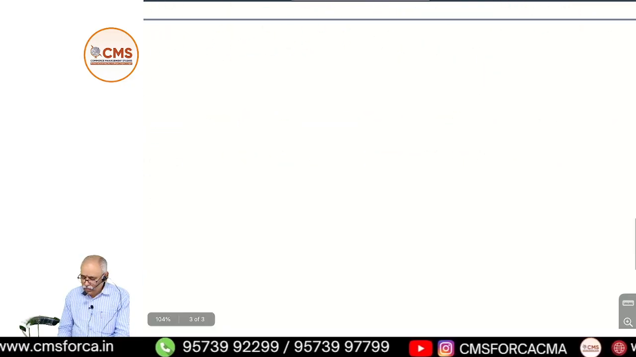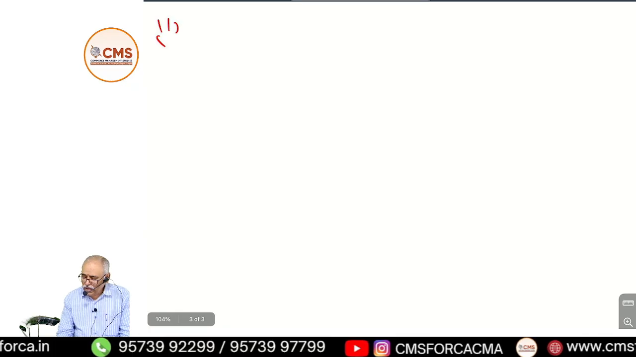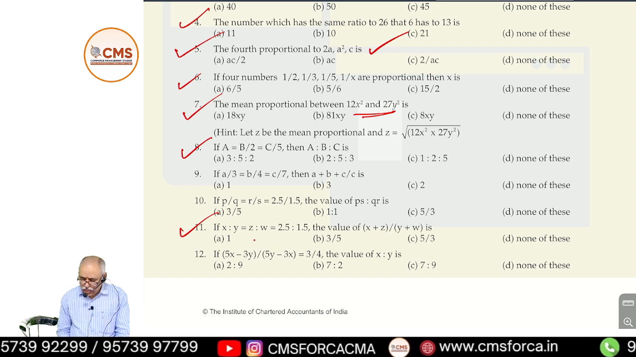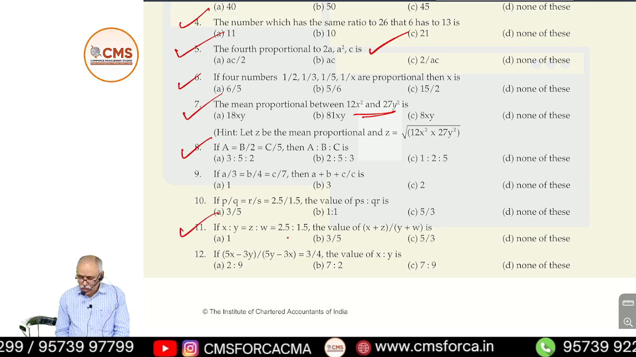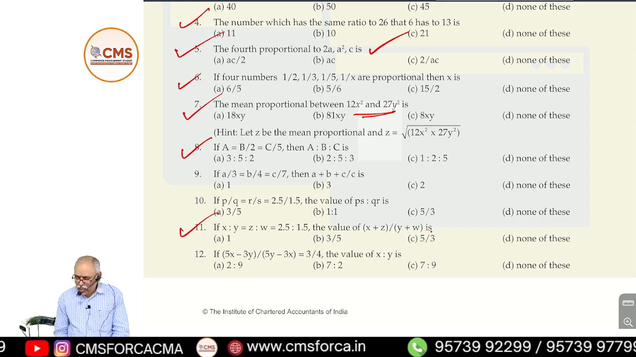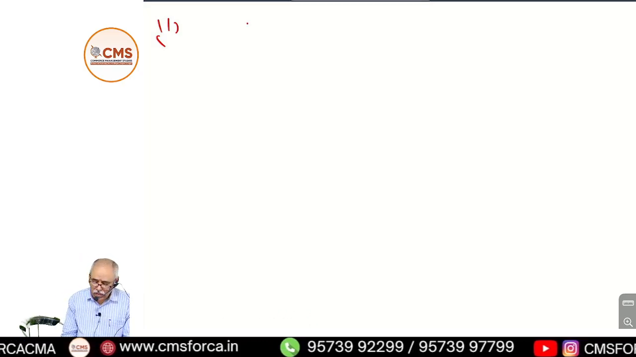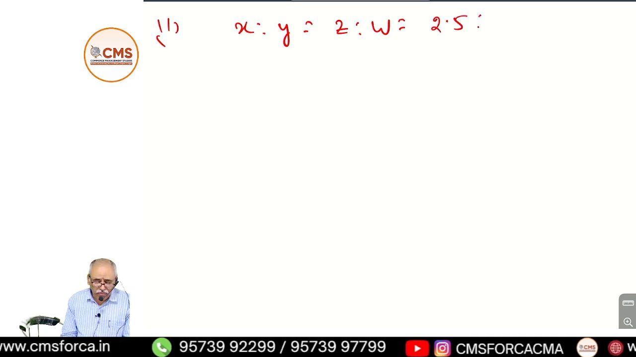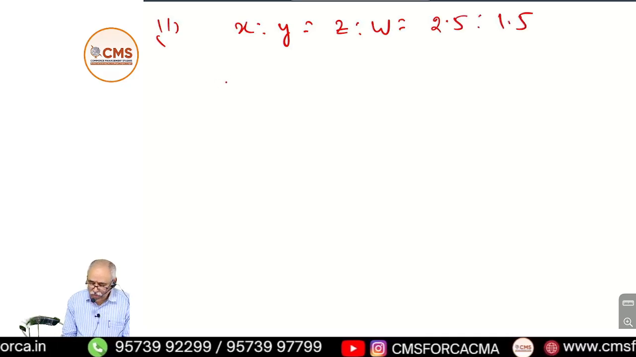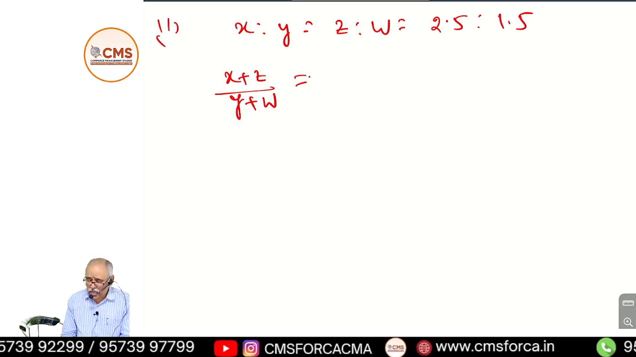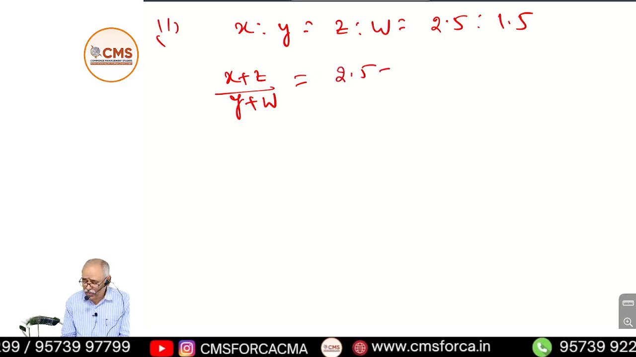Question number 11. X is to y equal to z is to w equal to 2.5 is to 1.5. Then the value of x plus z by y plus w. Let us see this value. Directly substitute values. What is the x value? 2.5. What is the z value?